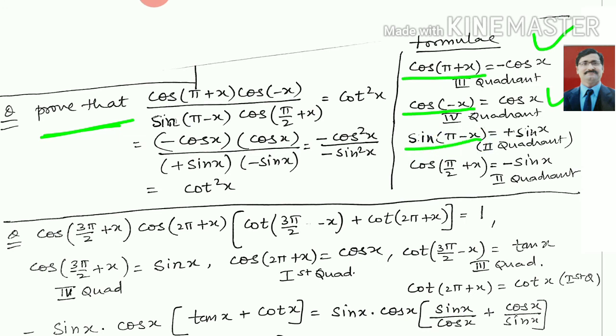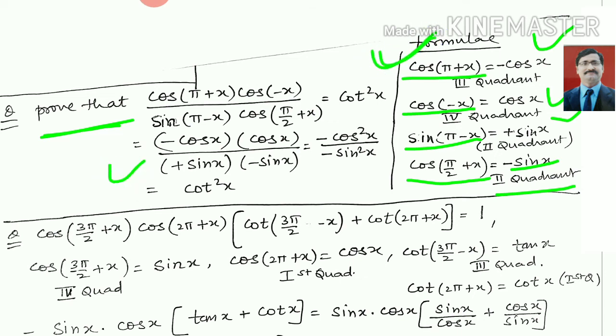Sin(pi - x). Pi minus means second quadrant. In the second quadrant sin is positive and on pi no change, means we have sin x. And cos(pi/2 + x). Pi/2 plus x means second quadrant, and on pi/2 we have to make a change, means cos in the second quadrant is negative and changes, means minus sin x we get. We get these values, and we will put them all here.